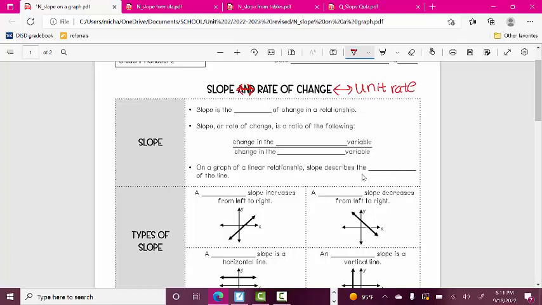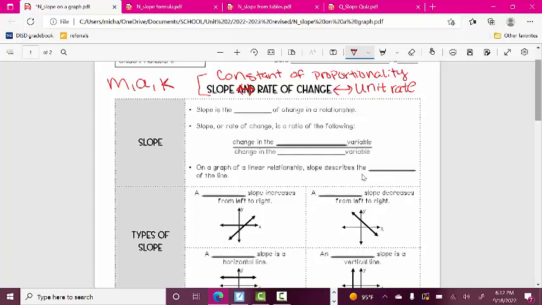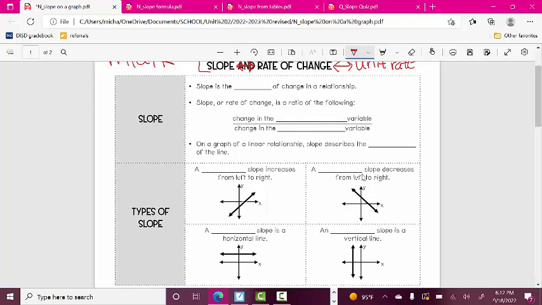And another way to say this is the constant of proportionality. Constant of proportionality. You only use that in proportional relationships though. Okay, the letters that we use to represent slope or constant of proportionality or rate of change or unit rate are M, A, or K. Those are our common letters. Okay, slope is the rate of change in a relationship.